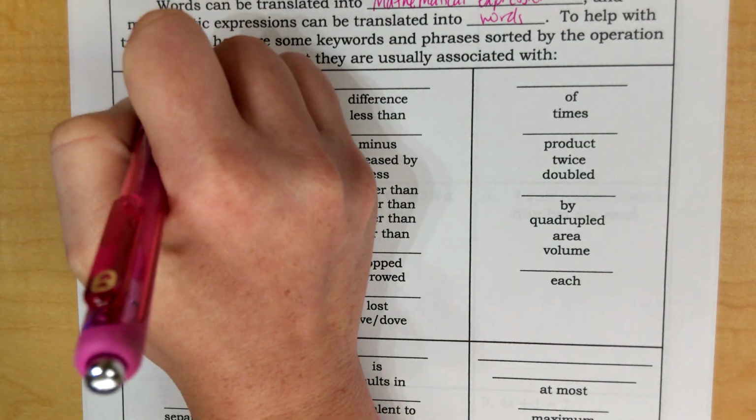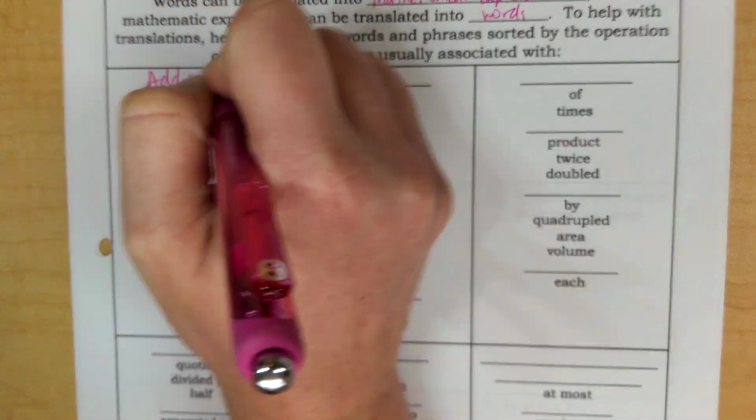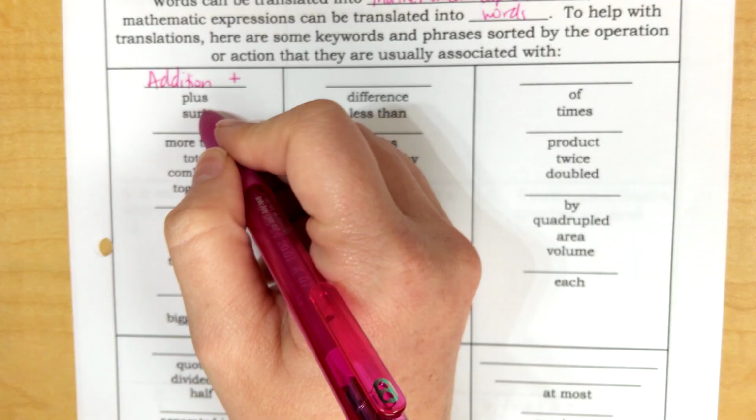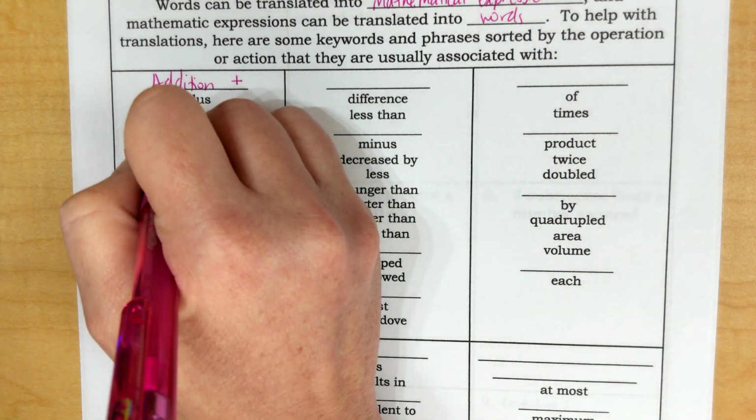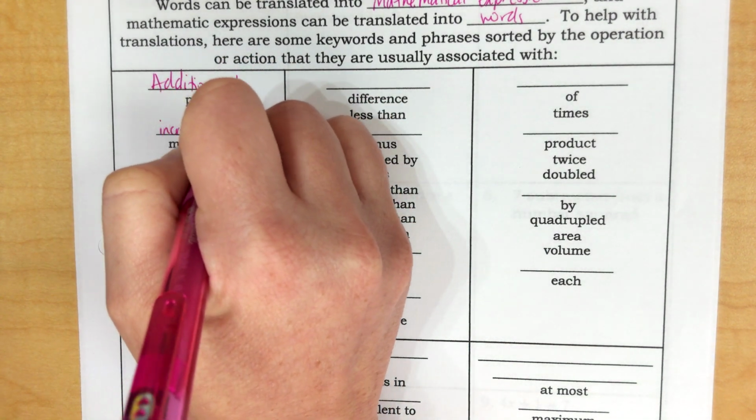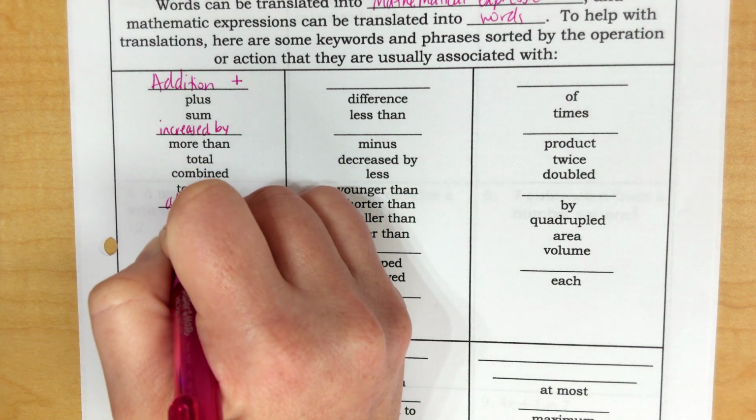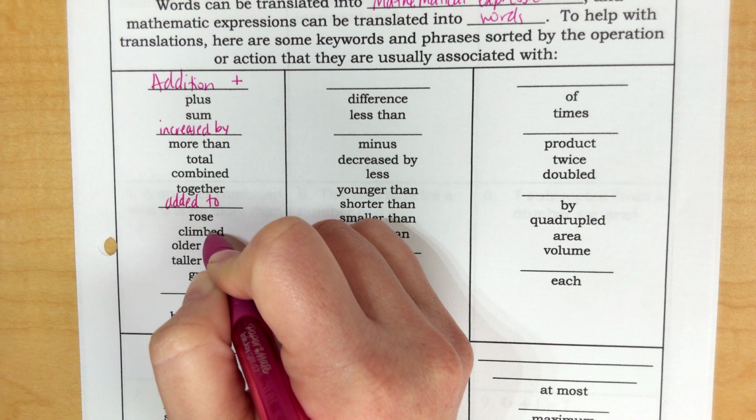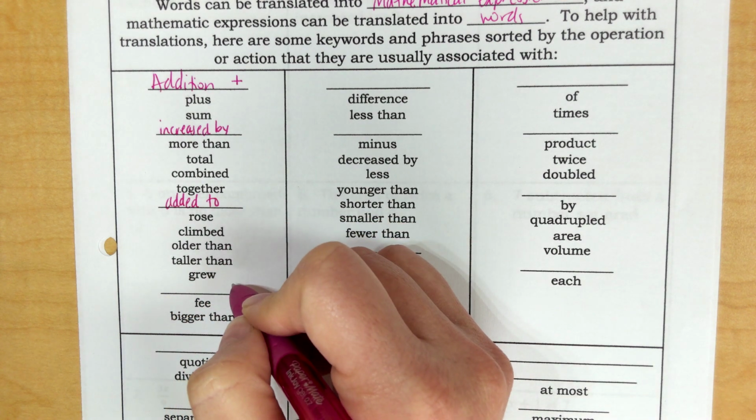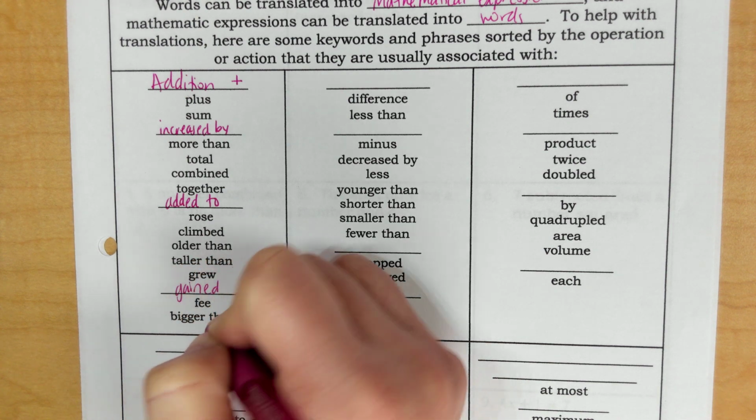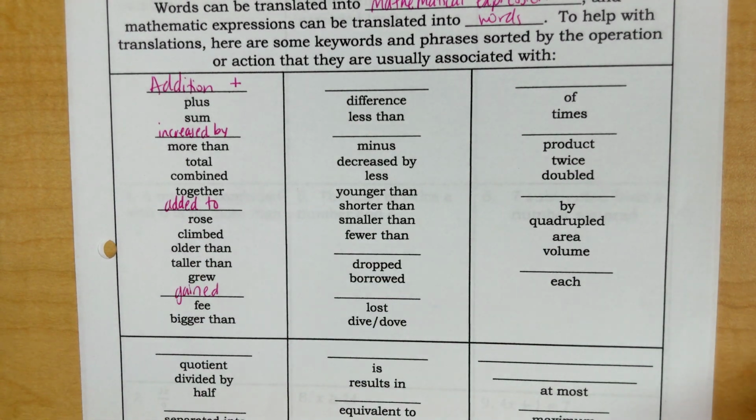So first off, we have words that are going to be in the addition operation. Okay, so words like plus or sum or increased by, more than, total, combined, together, added to. Something rose or climbed, older than, taller than, grew, gained, a fee, bigger than. All of those words, when you see them, can be keywords for you to know that you're needing to add.